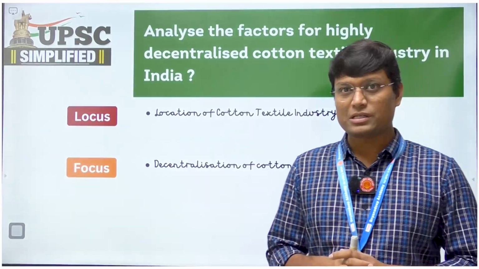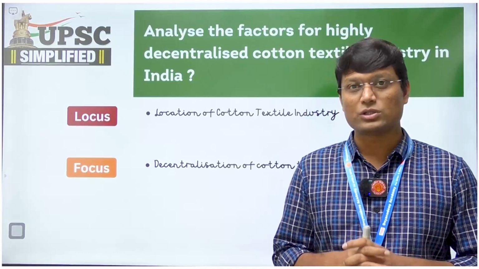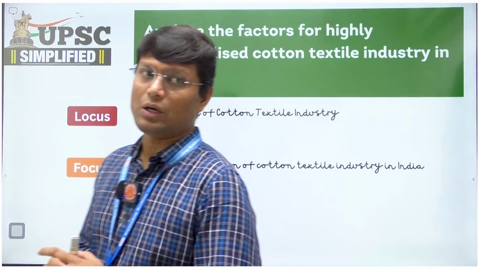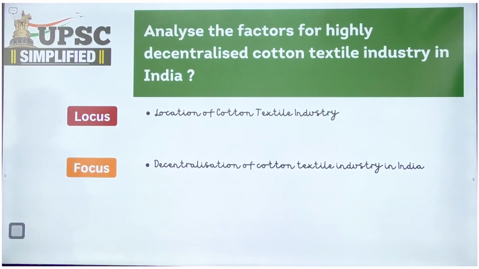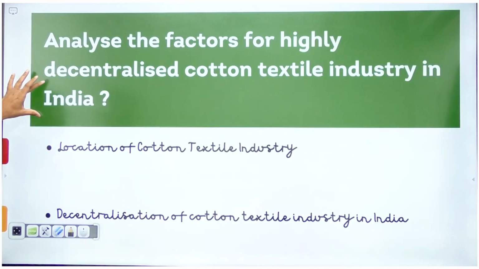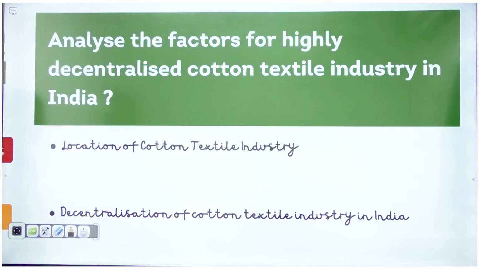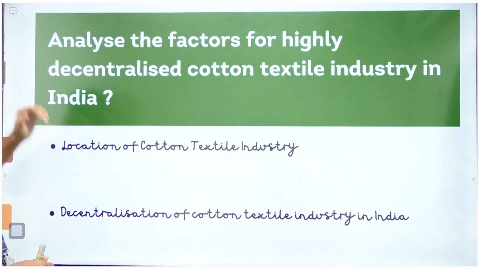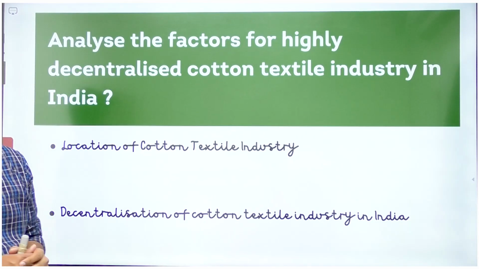In this particular UPSC simplified series, today we are going to discuss one more question from UPSC mains PYQ. Now, in this question, you can see this is on the location of cotton textile industry. So let's read what the question is saying. The question is asking about the decentralization of cotton textile industry in India. The question reads: analyze the factors for highly decentralized cotton textile industry in India.